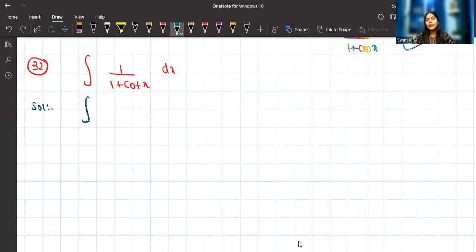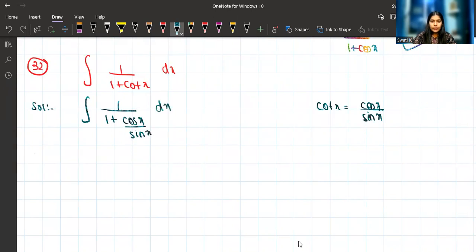Whenever you see any trigonometric function other than sin and cos, I personally suggest you try to convert it into sin and cos. So this is what I'm going to do here, 1 upon 1 plus cot x. We know that by formula, cot x is nothing but cos x upon sin x, right? So using this, it will become 1 upon 1 plus cos x upon sin x dx. Now, if you simplify this, if you take LCM, this will become 1 upon 1 plus, this will become sin x, because we have taken LCM.